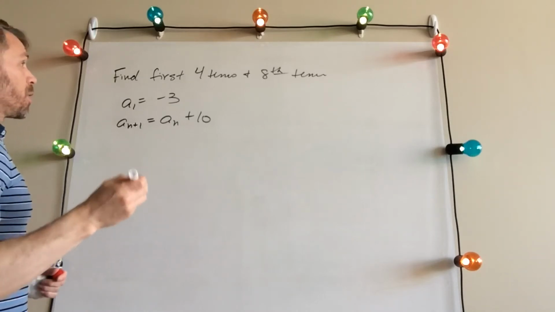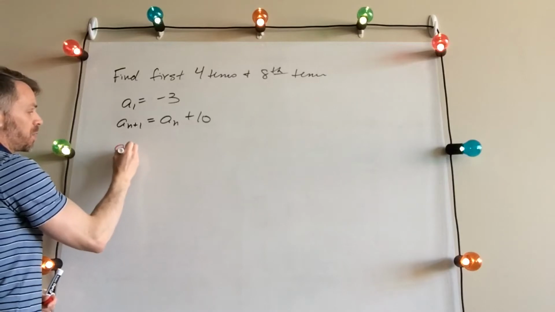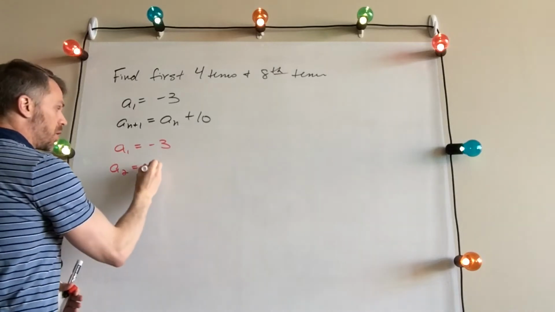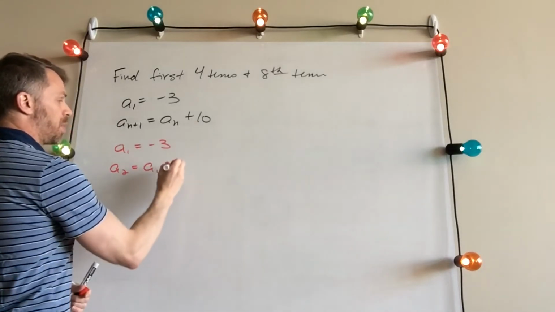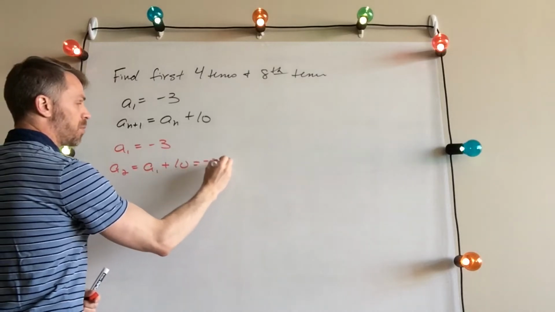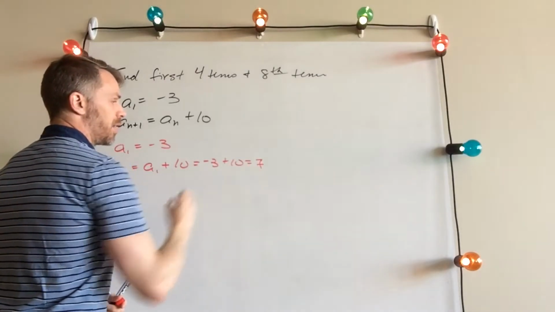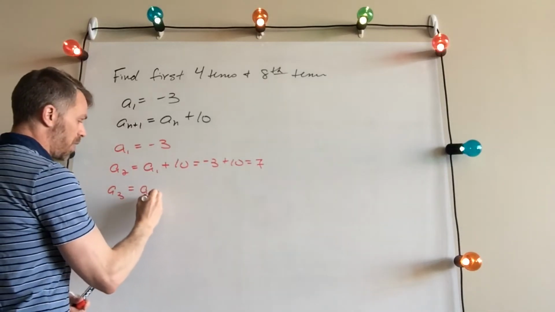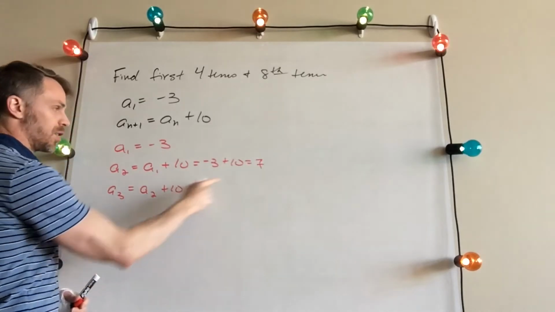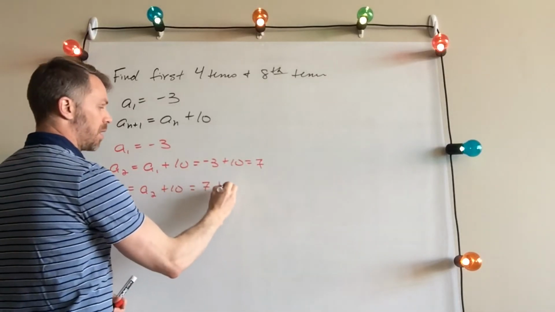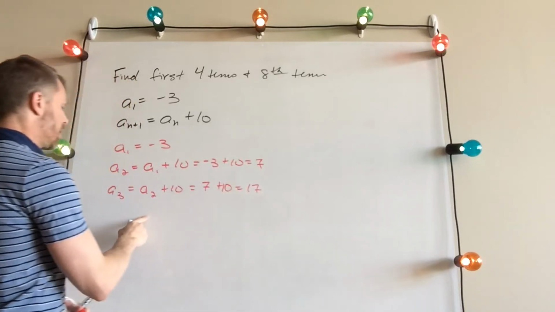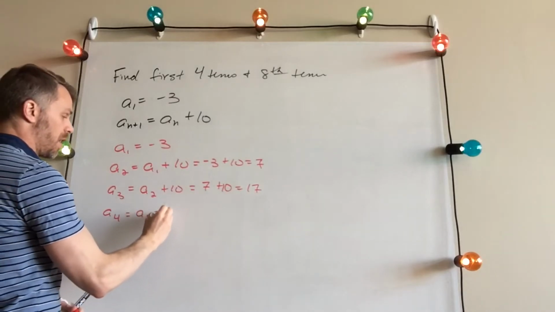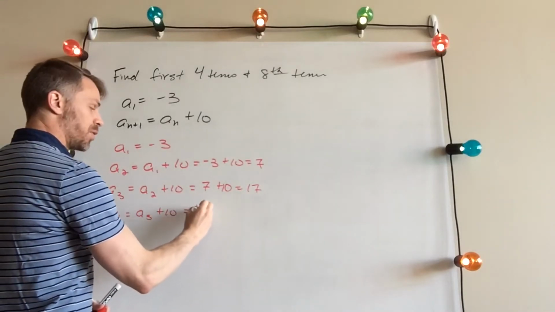So let's see here, we need the first 4 terms. Again, we already have the first term, -3. To get the second term, it's going to be the previous term plus 10. Our previous term was -3, so we'll get 7. To get our third term, it's the previous term plus 10. Our second term was 7, add 10. Then we need our fourth term, which comes from the previous term plus 10. Previous term was 17.